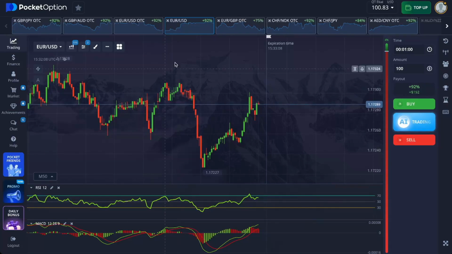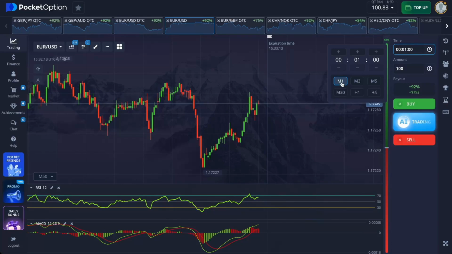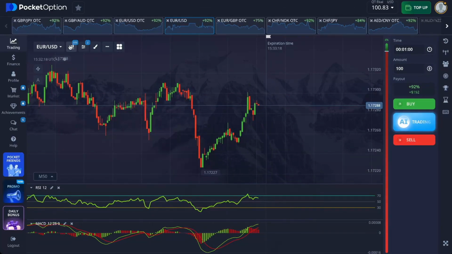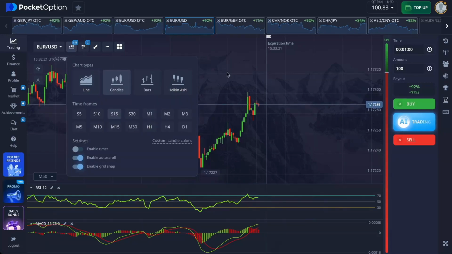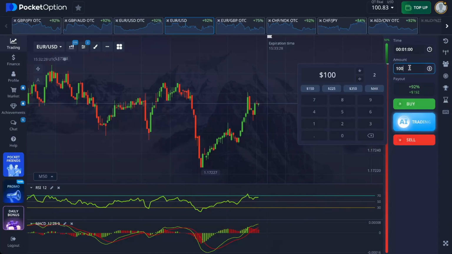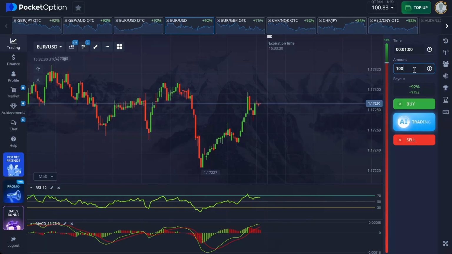So let's take a look at what we have. I'll be using a 1 minute or 15-second time frame, depending on my own discretion. Next, I'll also use a 15-second time frame on the chart. The expiration time will be the same. I'll be trading with all the money, so if we have $100, that means my bet will be $100.